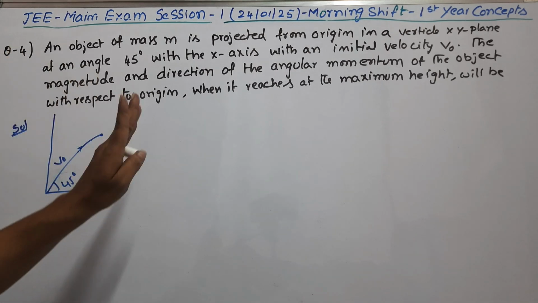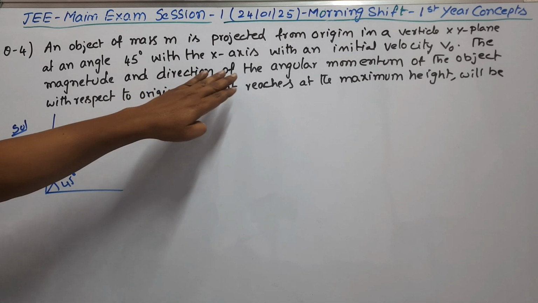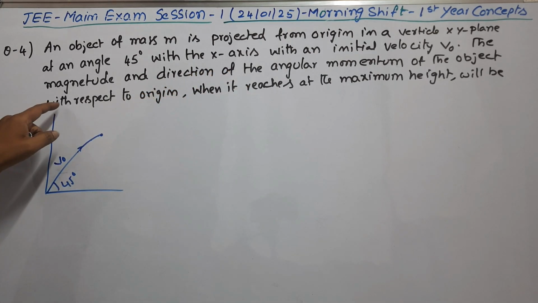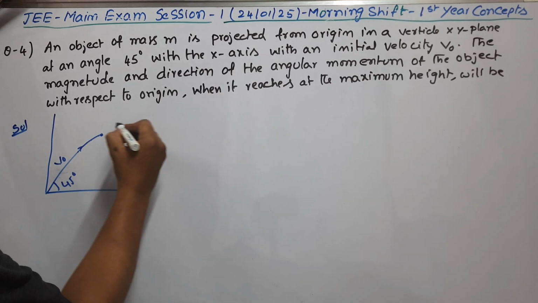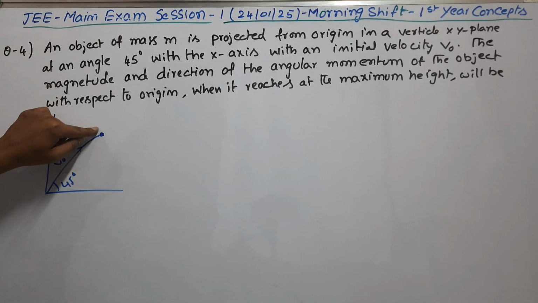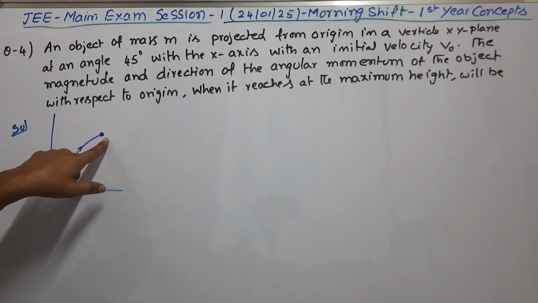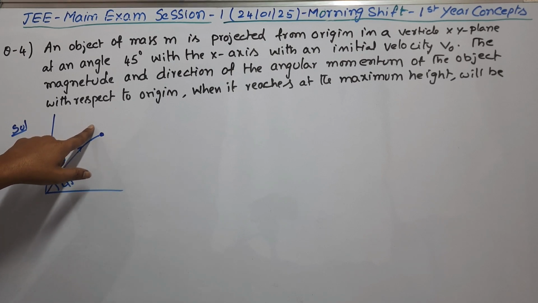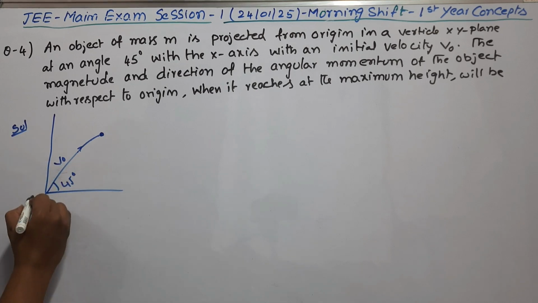Okay, generally this is asking for the magnitude and direction of the angular momentum of the object with respect to the origin. When it reaches its maximum height after projection, it starts its return journey, but he is asking: when the object is at its maximum height, what is its angular momentum with respect to the origin?